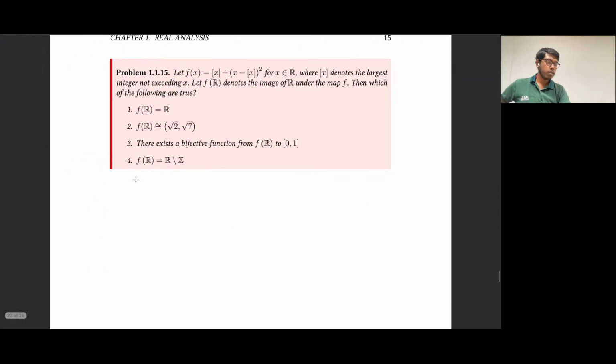Problem number 15. Thanks, Mira. So what is your thought? This is again a very easy problem. This was asked in NBHM, not exactly, I have just reformulated the problem. So what do you think? What is the correct option?